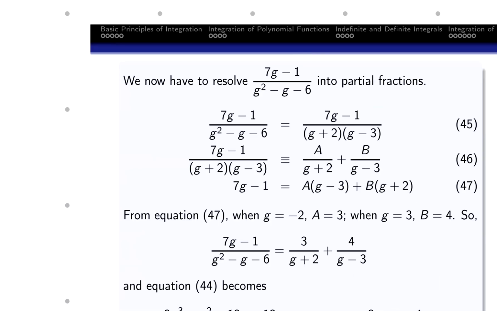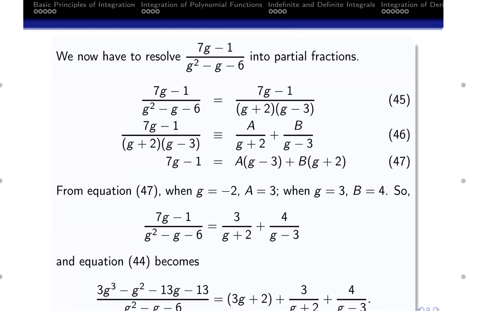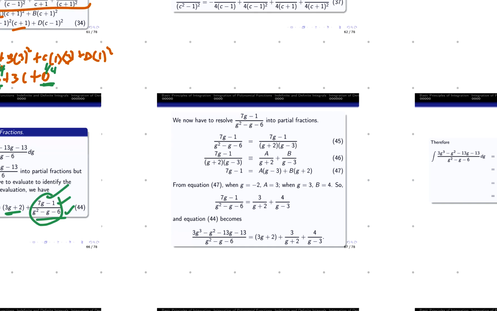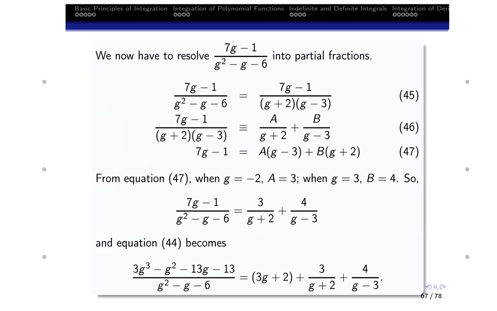So for this now, see what we have. We now have to resolve 7g minus 1 over g squared minus g minus 6 into partial fractions. So the first thing is you have 7g minus 1 over g squared minus g minus 6, and that is equal to 7g minus 1 over g plus 2, g minus 3.